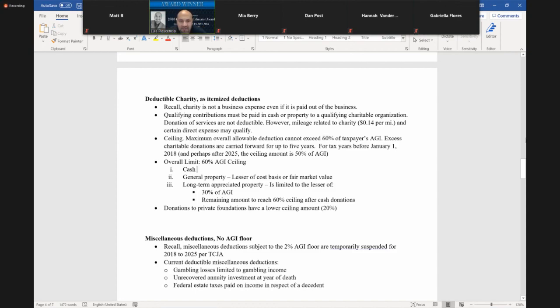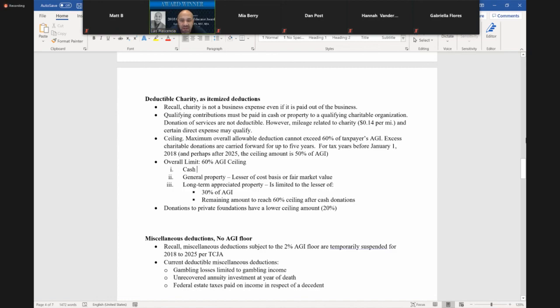Now, I'm not going to test you on the ordering rules, the way it works, but I want you to understand the general specifics, because it even gets more specific than that. I'm giving you the general specifics. It's a lower amount for private foundations. Keep that in mind. These are the general percentages.